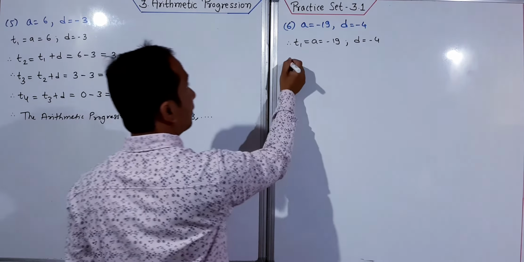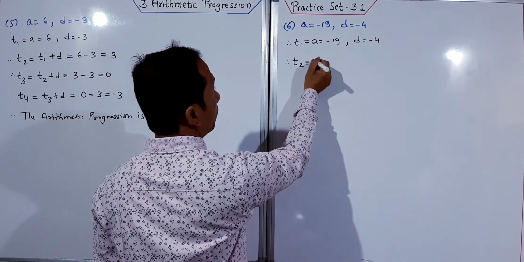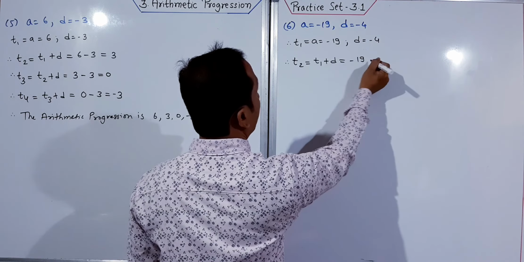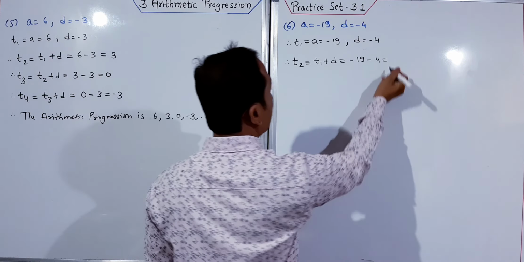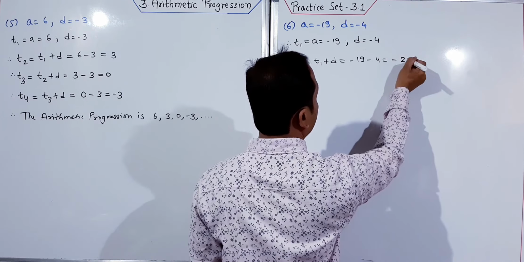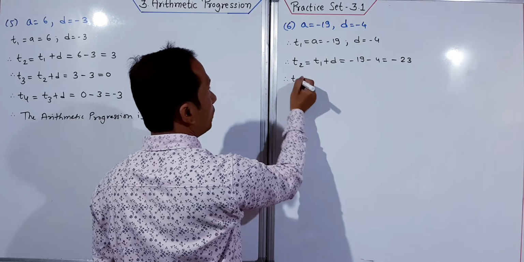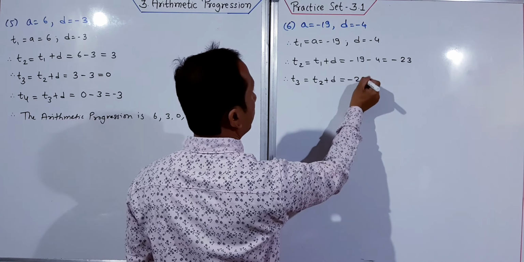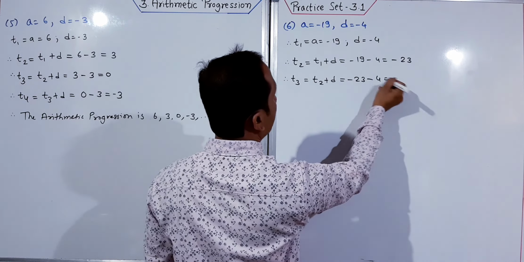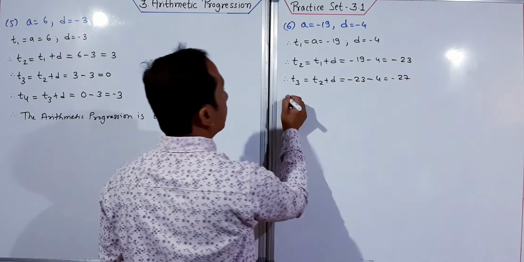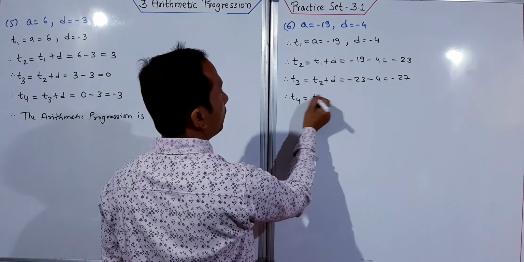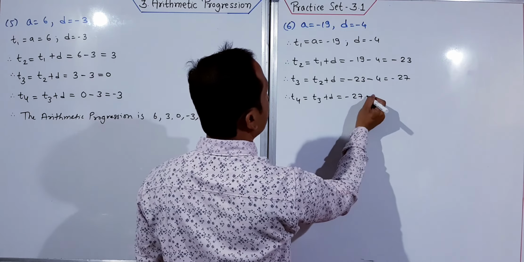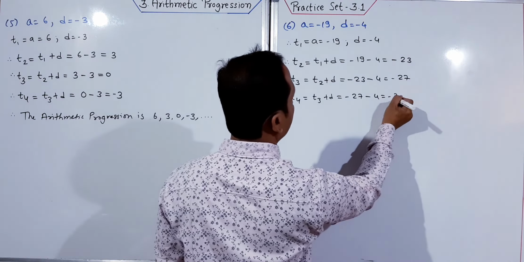So now see that t2, you know that t2 is t1 plus d. So what is t1? t1 is minus 19 and d is minus 4. Minus minus plus, it is minus 23. Then come to t3, it is t2 plus d. t2 is minus 23 plus minus 4, it is minus 27. Then come to t4, t3 plus d. So you'll get minus 27 minus 4, so it is minus 31.